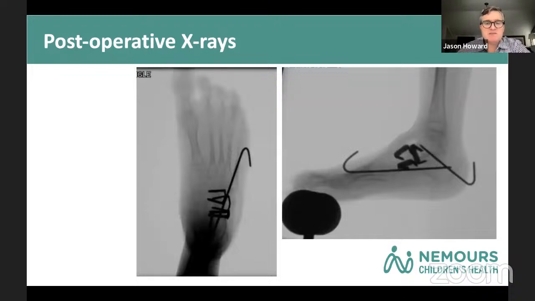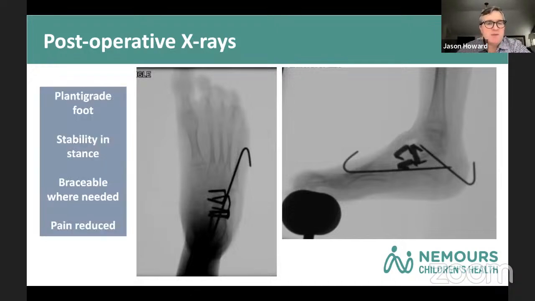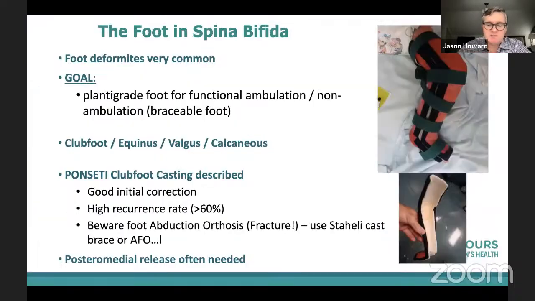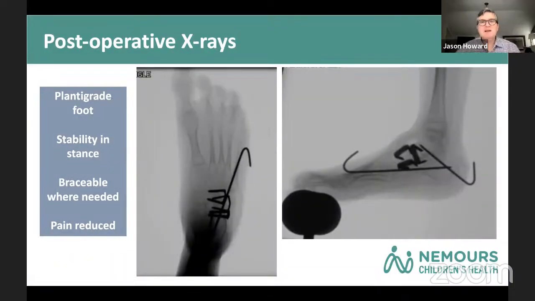And here he is. Now we use staples to hold it in place. You can see we augmented with some wires as well. We let these kids fully weight bear on them so that they don't lose any time being off their feet. And this kid also had a brace after that.